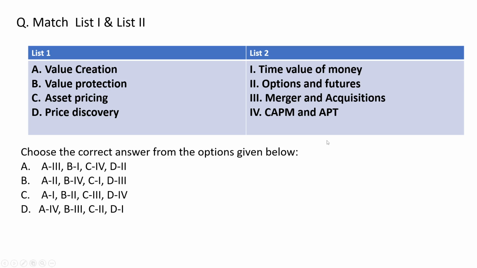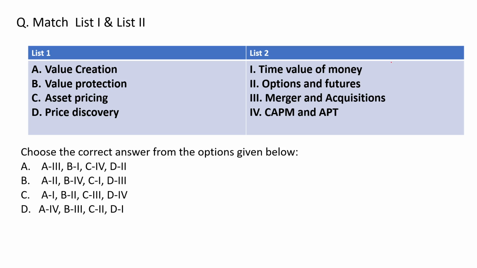Okay, let's move to the next question. You are given two lists and you have to match. On the left hand side you are given value creation, value protection, asset pricing and price discovery. On the other hand you are given the concepts: time value of money, options and futures, then mergers and acquisition, and CAPM and APT.